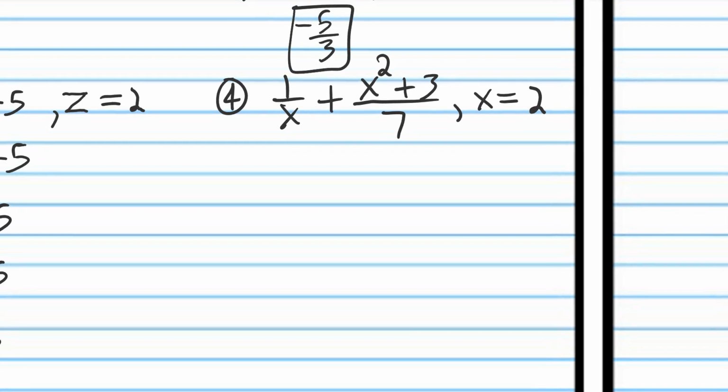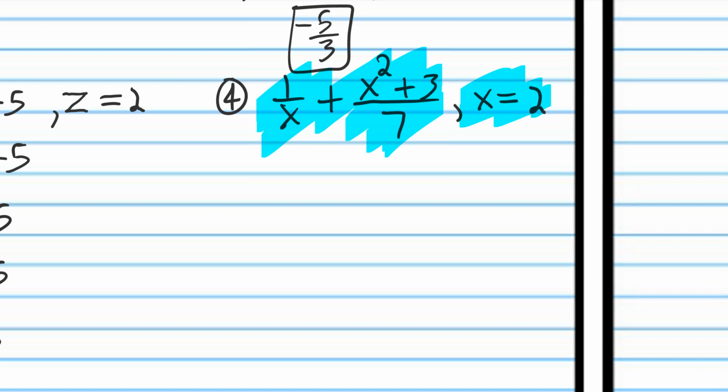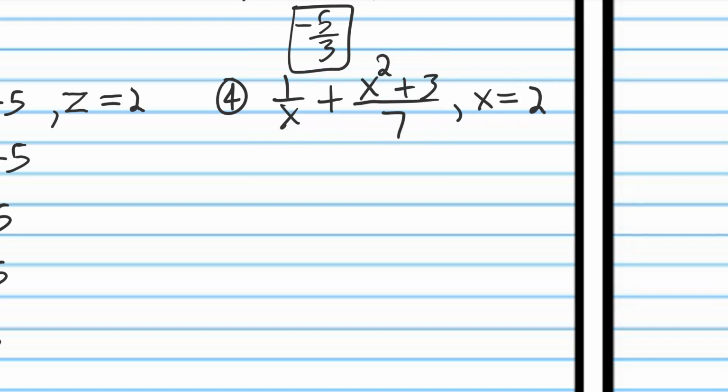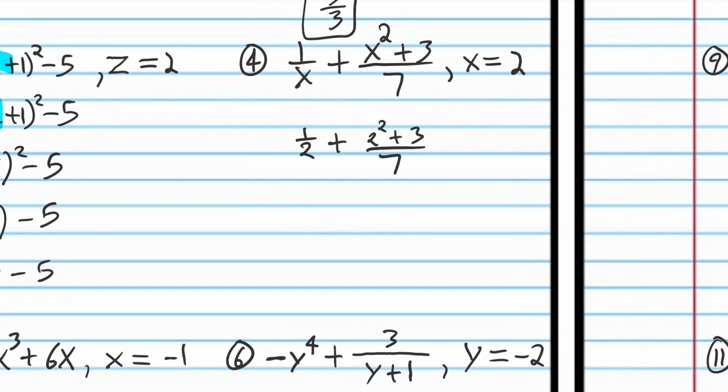So again, we're going to evaluate this expression when x equals 2. So we're going to figure out what that expression equals when x equals 2. And I should probably move this down a little bit. So I plugged in 2 for all the x's, and we have to simplify the numerator first before we divide by 7.